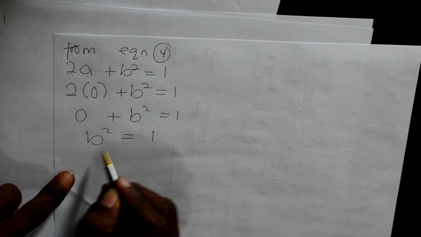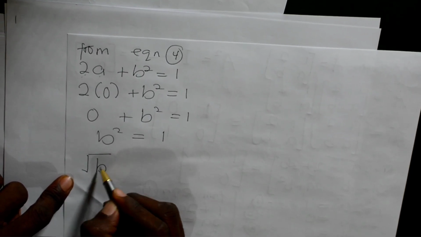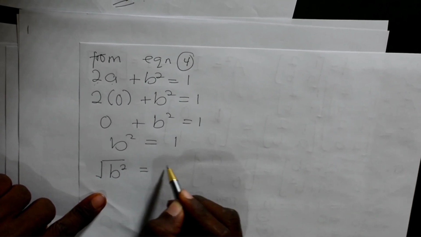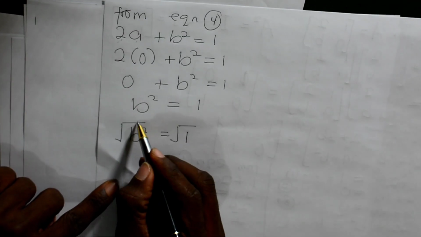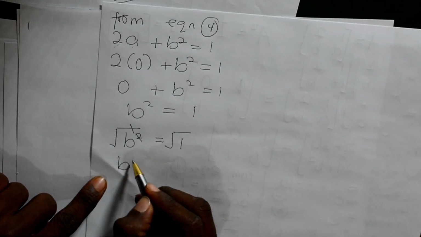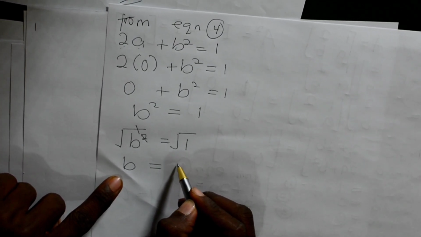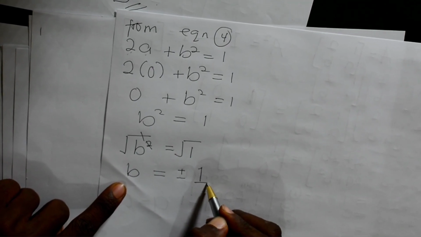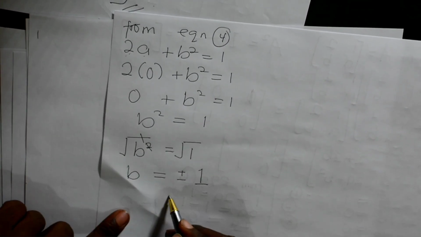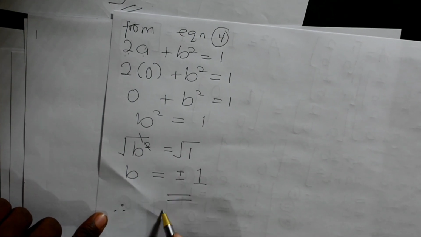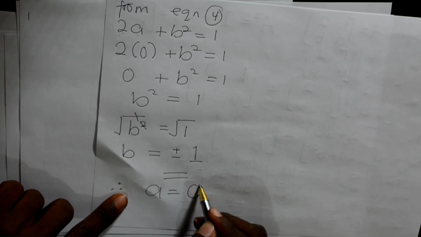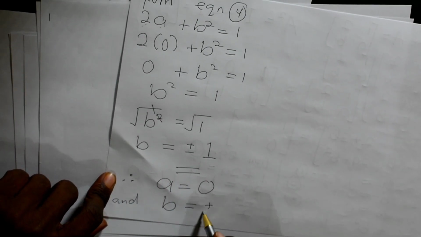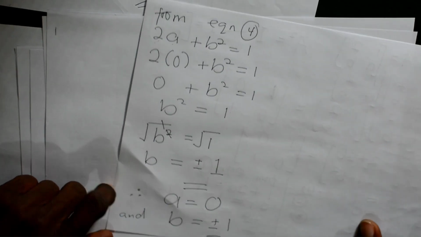Then taking the square root of both sides, the square root of b squared will be equal to the root of 1. The square cancels the root. b will be equal to the root of 1, that is plus or minus 1. So now a equals 0 and b equals plus or minus 1. Those are the values of a and b from the question.